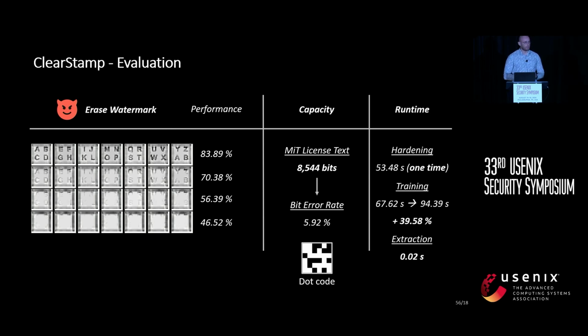The runtime: we have a one-time effort for the hardening phase, so the first phase of ClearStamp, which of course takes some time, but it's not too much. The training increased around 40% for a ResNet model. This is clear since we have an additional loss function for the backward or the transposed training. The extraction, however, is quite fast. It's just an inference.